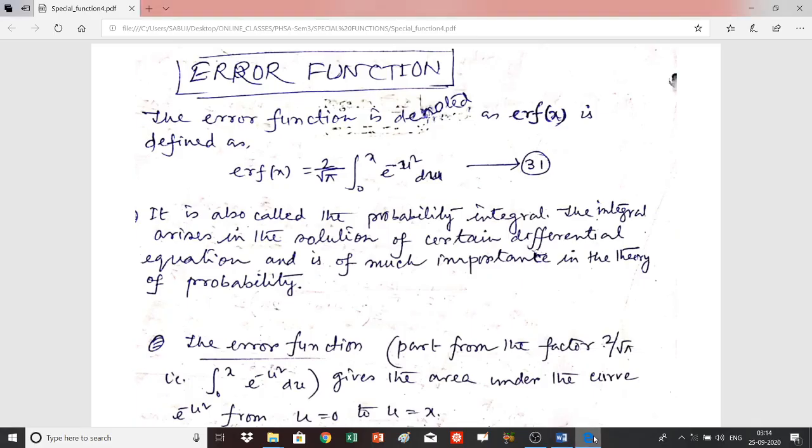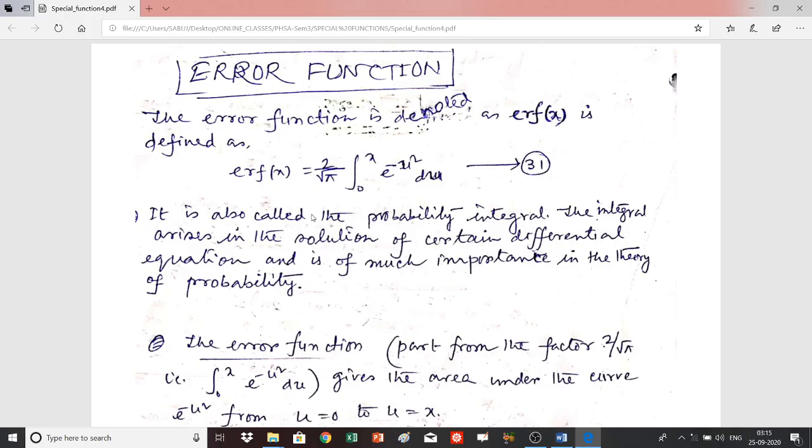The error function is denoted by erf(x), and it is defined mathematically by erf(x) equals 2 by root pi, integral from 0 to x of e to the power minus u squared du. So this is the definition of the error function, and it is also called the probability integral. It is nothing but the incomplete gamma function.